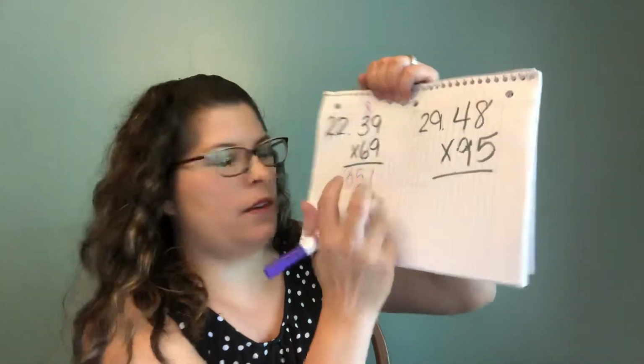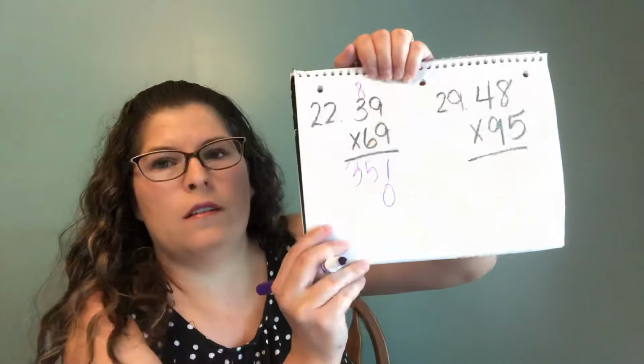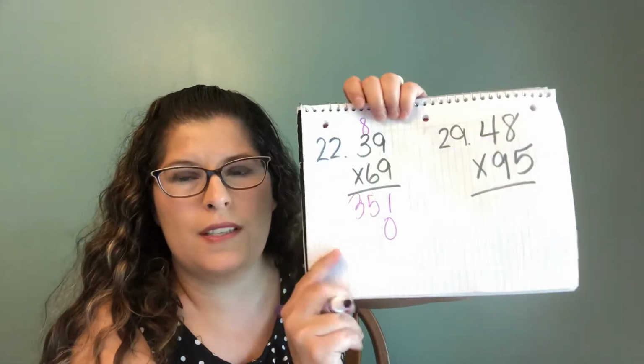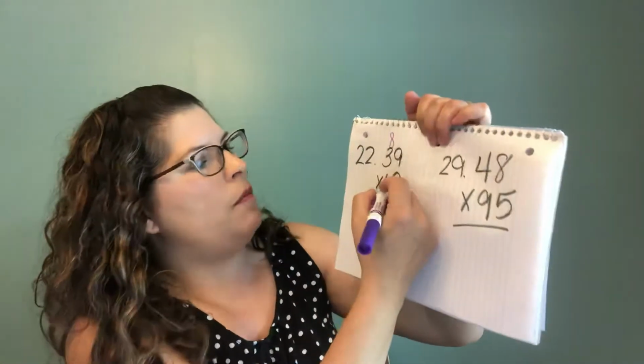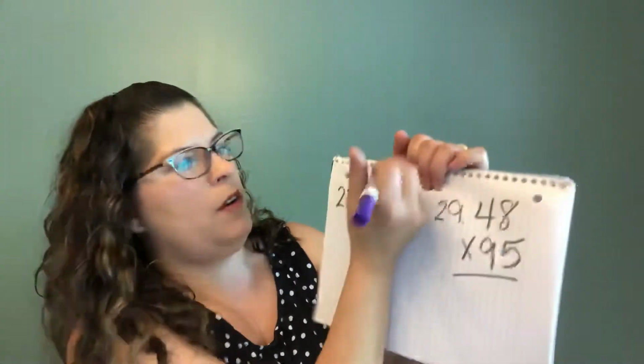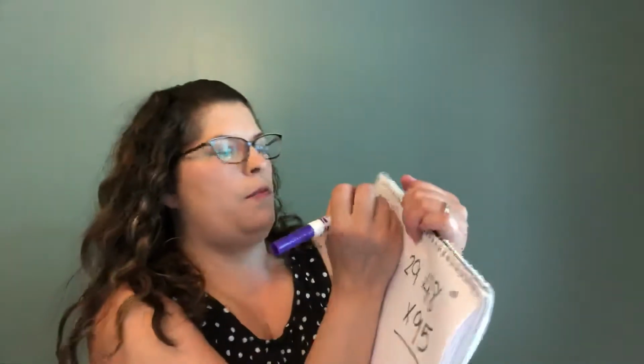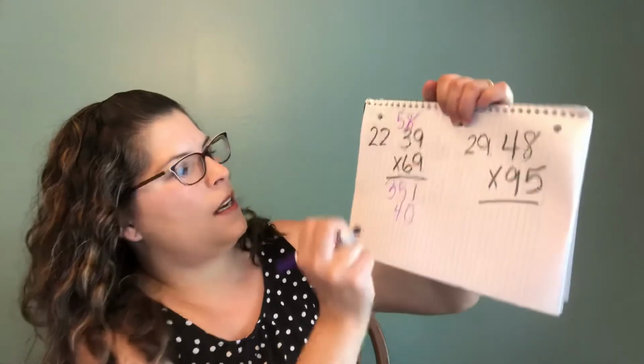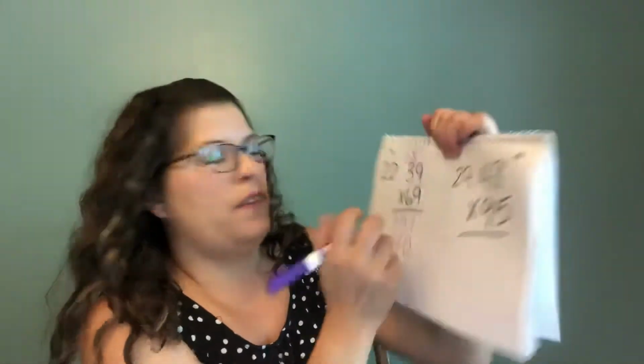I'm going to put a 0 down here to hold that place, okay? And if you want to see the turtle head method, you can send me a message and I'll do it for you too. 9 times 6 equals 54. I'm going to cross this out because I already used that 8. Now I'm going to put that 5. 6 times 3 equals 18 plus 5 equals 23.